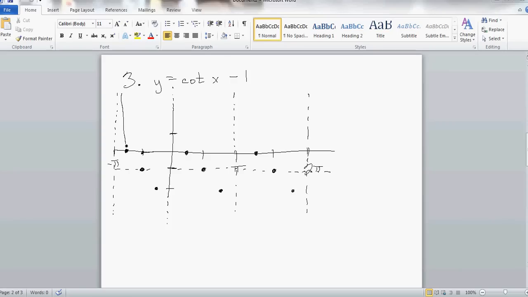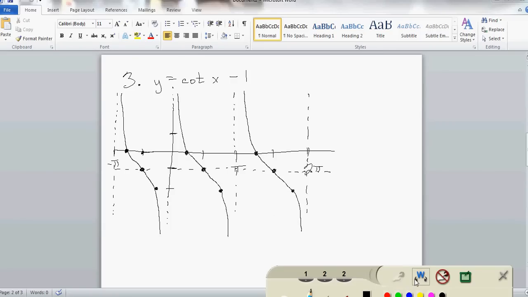And so we've got these 3 important points, and it's important to realize that this is going to look like an inverted tangent, but it still has the same general shape as the tangent. So there we have the graph y equals cotangent of x minus 1.